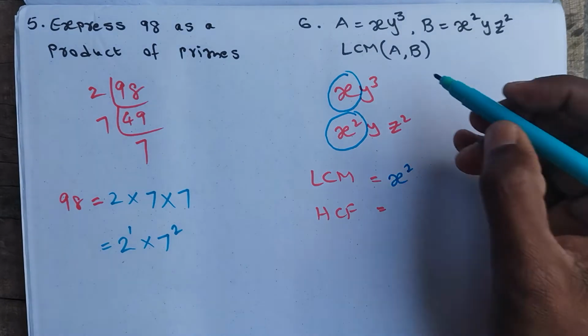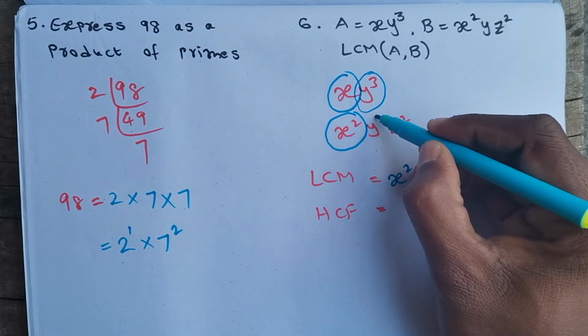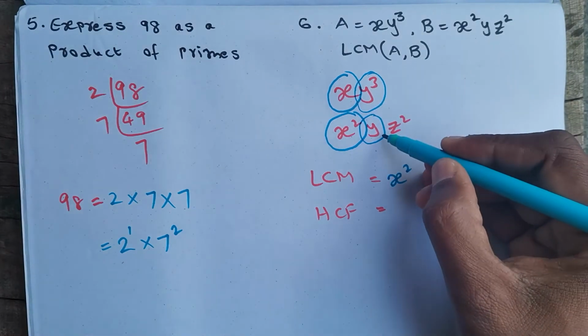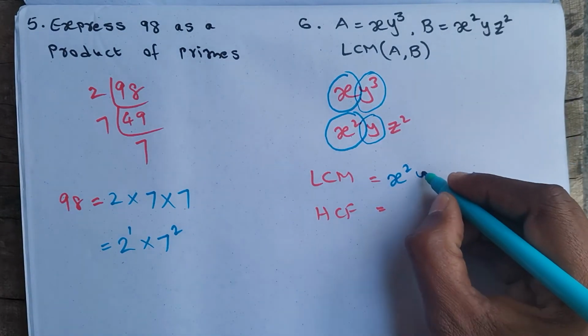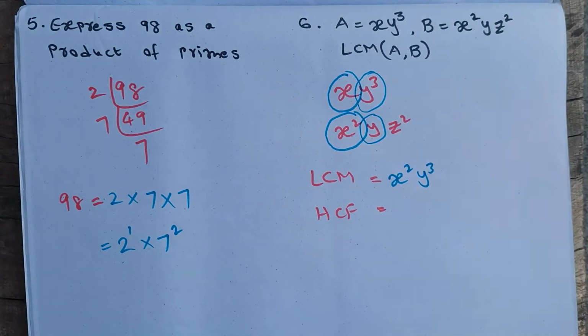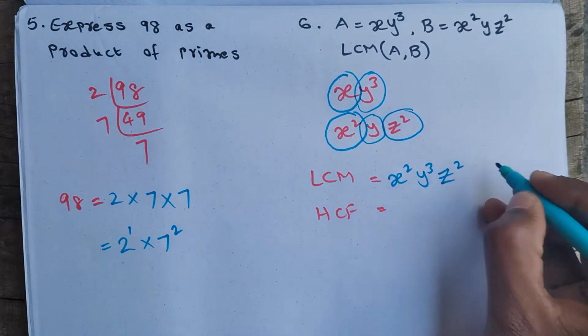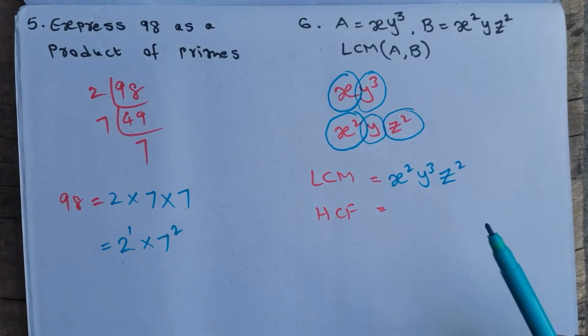Now come for the next. Here y cube is there, here also y is there. Again check for the biggest power, y cube. This is y power 1. So biggest is y cube. Now whatever the extra numbers or alphabets are there, write all those. Here extra z square is there, so write that z square also. So the LCM of a and b is x square y cube z square.